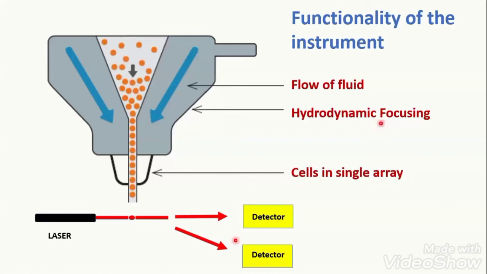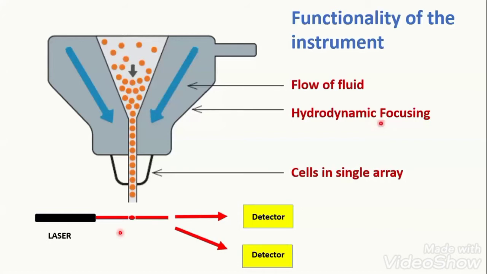But you take the cells, you can take the tissue, you can prepare the single cell suspension, and that single cell suspension will be converted into a single cell array where one cell at a time interacts with the laser, and those interactions are recognized or detected by the detectors and they come to us in the form of readings. So this is the function of what? The flow cytometer.